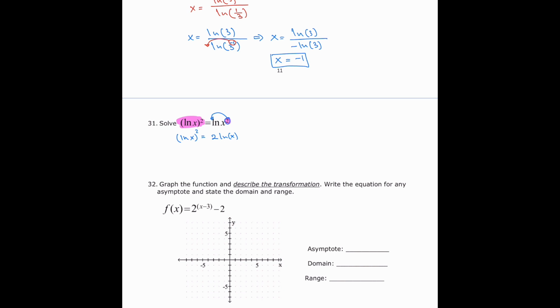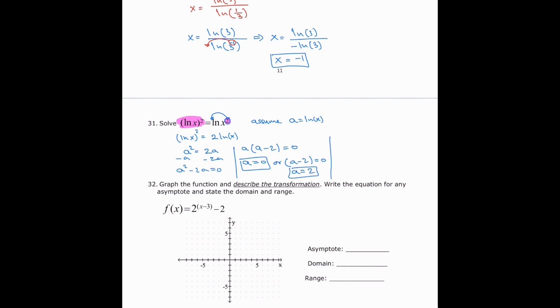We can then make this into a quadratic, or we can assume a is equal to ln of x, which means we can rewrite this as a squared equals 2a. Now we're going to subtract 2a to turn it into a quadratic, so we have a squared minus 2a equals 0. We're going to pull a out as a common factor, so we have a times a minus 2 equals 0. So either a equals 0 or a minus 2 equals 0, which means a equals 2.